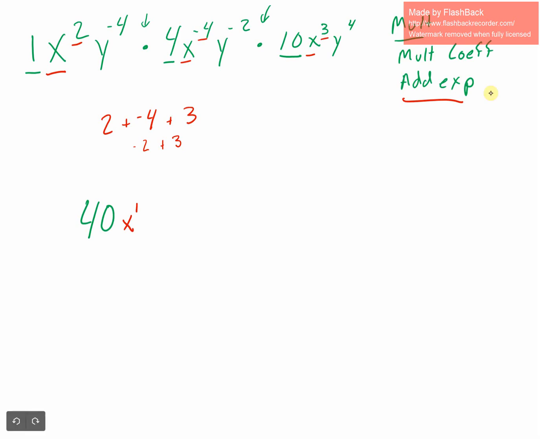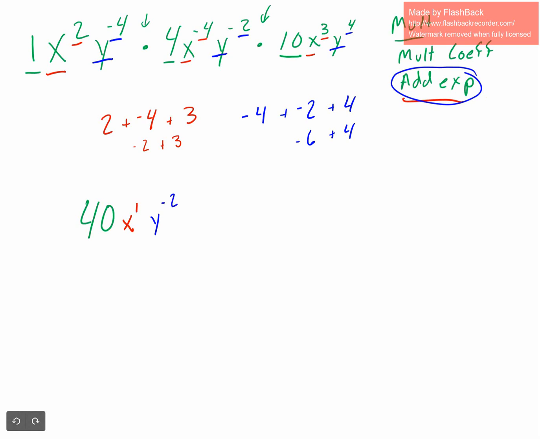But we also have to remember that we're going to do the same for our y exponents. So negative 4, negative 2, y^4. We are still adding the exponents together. So for this one, we have negative 4 plus negative 2 plus 4. So that negative 4 and negative 2 will give us negative 6. We add 4, and that's how we get negative 2.